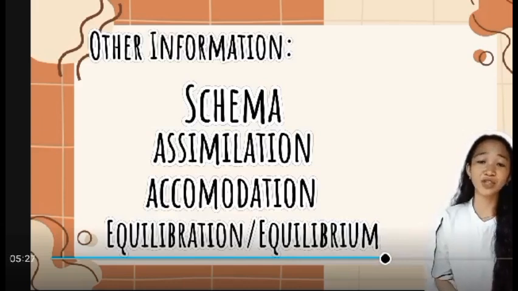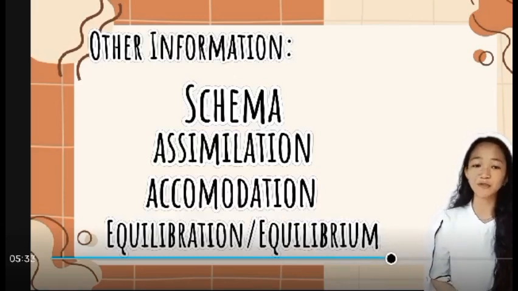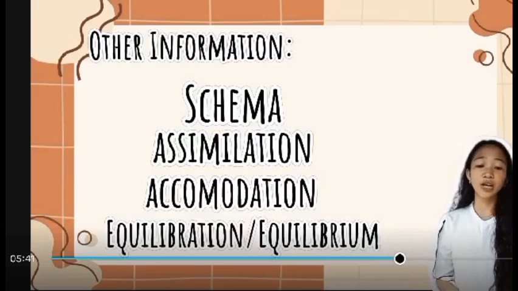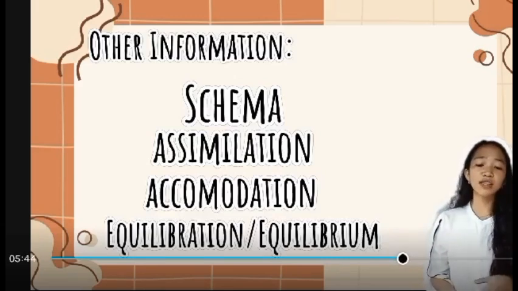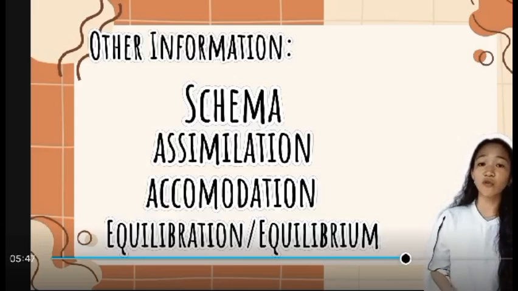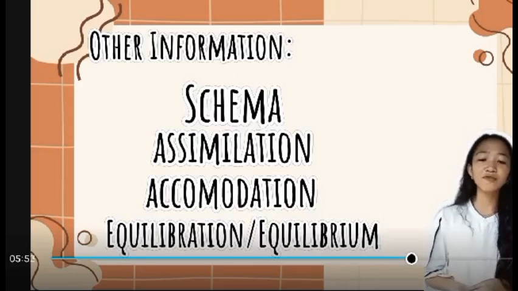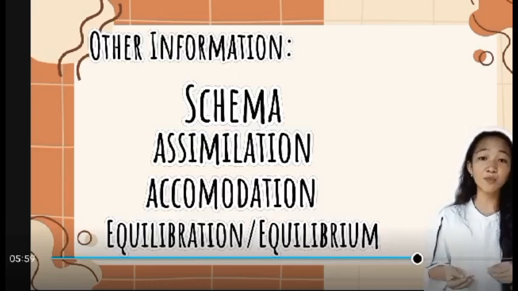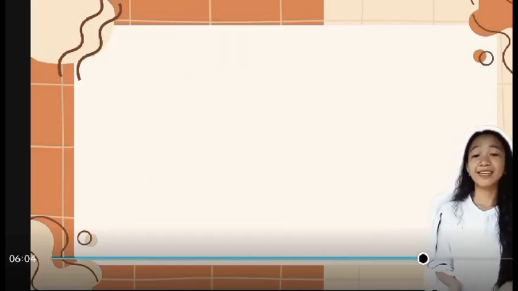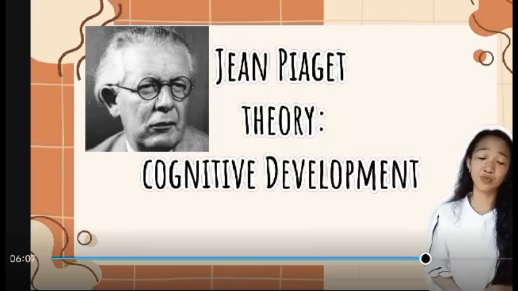Next is the accommodation. Accommodation modifies existing schema or creates new ones for new information, adapting and expanding understanding through this process. Next is the equilibrium or equilibration. It derives from cognitive development by seeking balance of assimilation and accommodation. This equilibrium from new information motivates learning and adaptation for a more sophisticated understanding of the world. We are now done discussing Jean Piaget and his theory, the cognitive development.